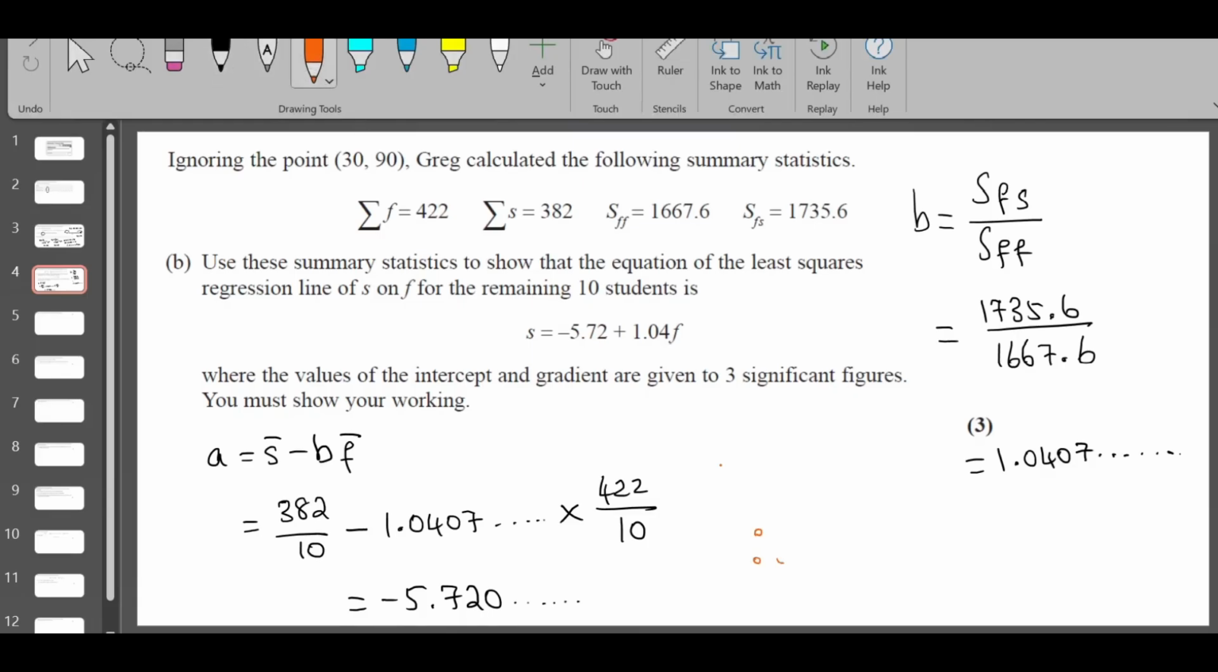So you can finally write the equation. Therefore, Y is equal to A, which is this value when you round it to 3 significant figures, plus B, X is F. In this case, it's a 3-mark question.